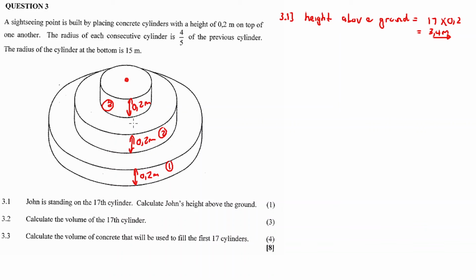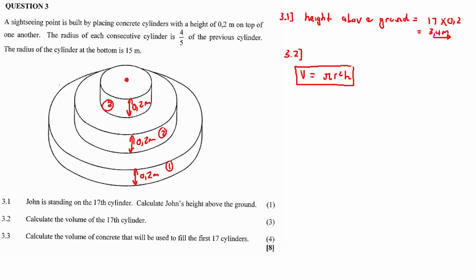Now 3.2. We have to calculate the volume of the 17th cylinder, the one John is standing on. How do we calculate the volume? The volume of a cylinder is calculated as pi r squared multiplied by the height. This is the formula for finding the volume of a cylinder.